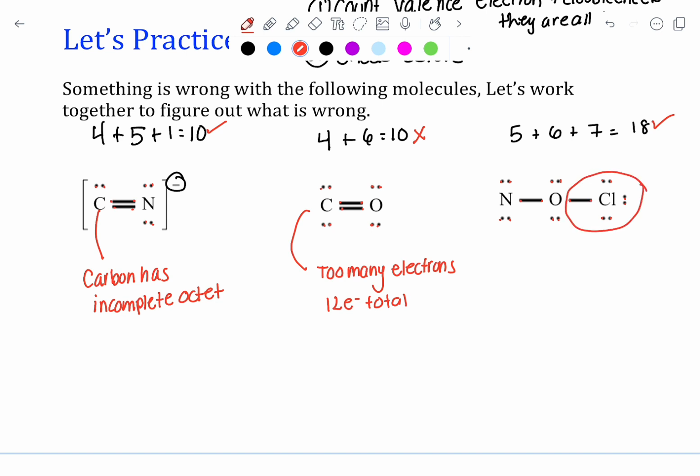Chlorine, that has an octet. Oxygen, that has an octet. So let's check our nitrogen. Nitrogen does not have an octet. So nitrogen has an incomplete octet. It's missing 2 electrons. Okay.